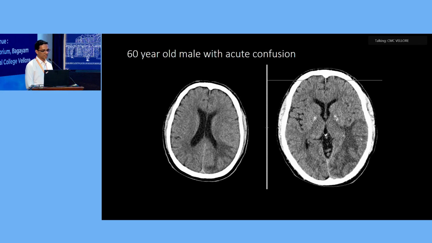This is a 60-year-old male with acute confusion. Now we can see that there's a lot of edema involving the left parietal lobe and extending into the left temporal lobe. So what do you think? Acute confusion, what would be the underlying cause? We will have to have some differentials. So is this an infarct?